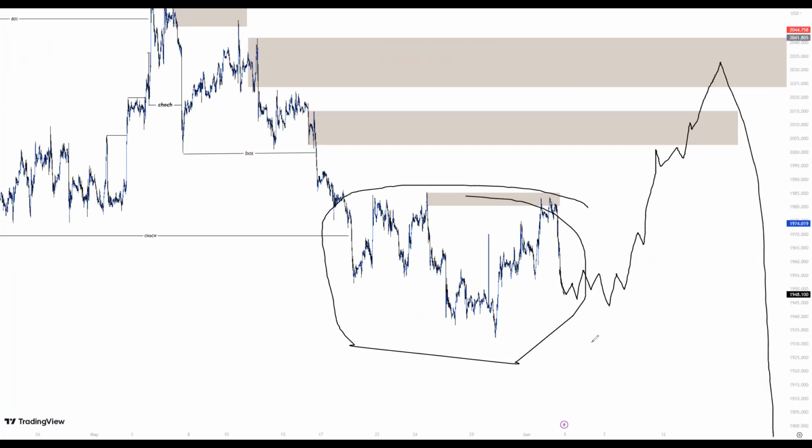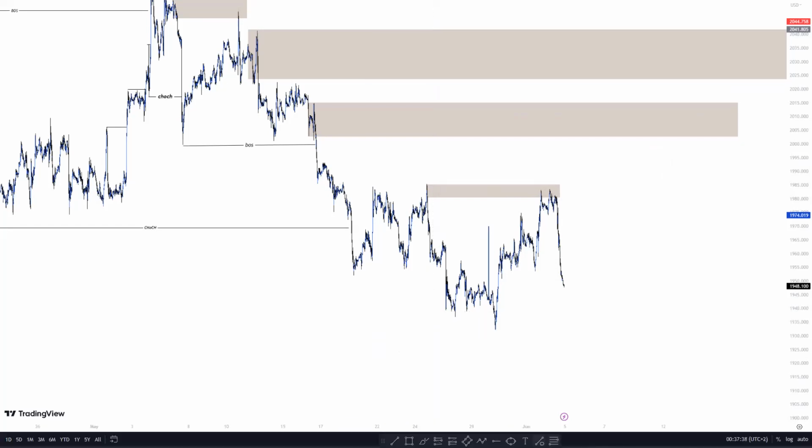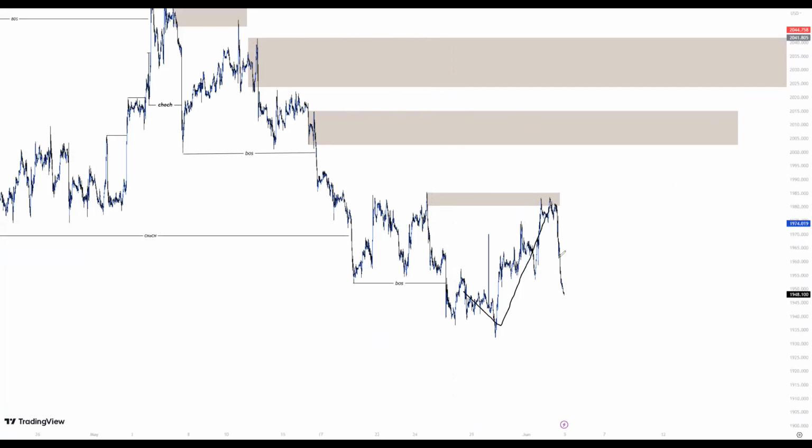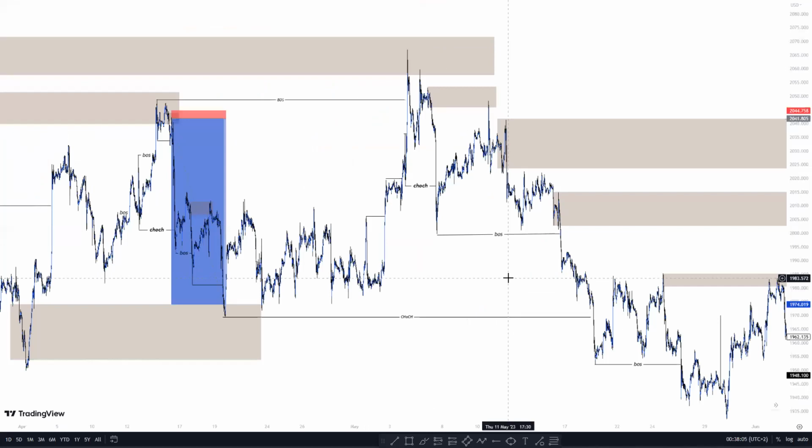Then probably come here, then we drop again, right? So this is what we have currently on gold, but personally, I'm very much bearish. If it's going up, it's not my opinion, so I'll leave it. Block of structure. After the block of structure, expect a pullback, right? So this is what we have on gold.